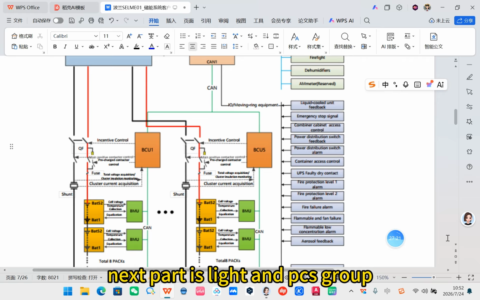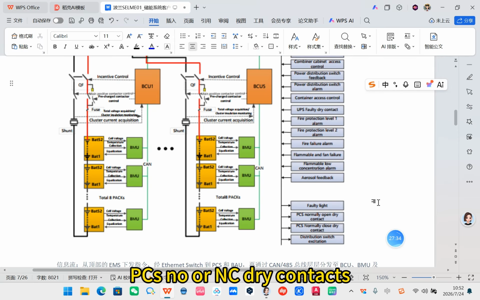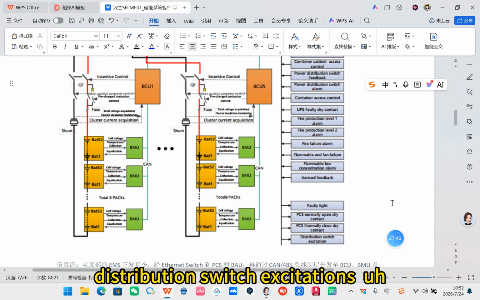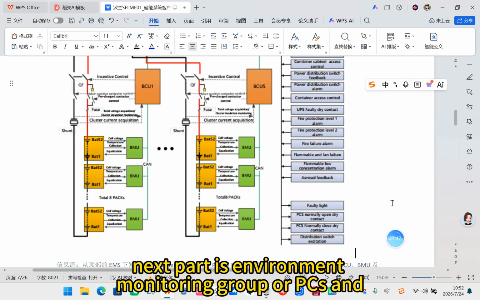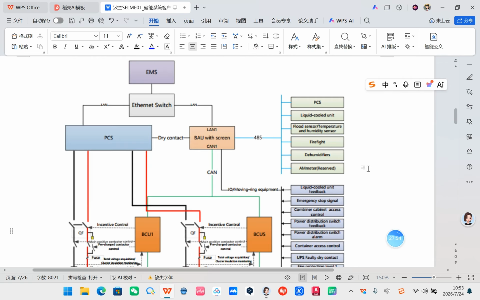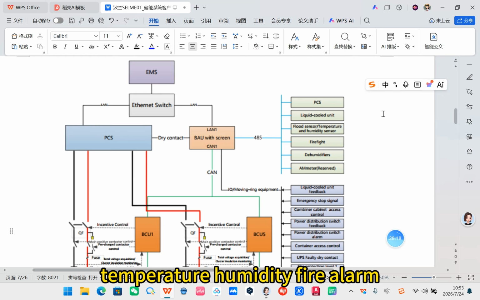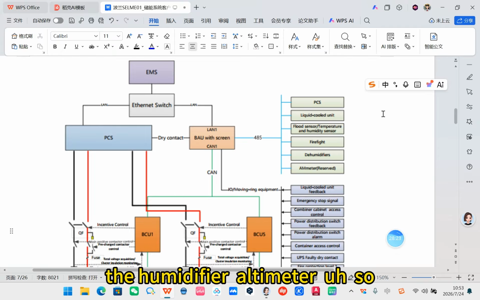Next part is the light and the PCS group for field lamp, PCS NO or NC dry contacts, distribution switch excitations. Next part is environment monitoring group for PCS and liquid cooling unit, fire protection, liquid level, temperature, humidity, fire lamp, dehumidifier, altimeter.